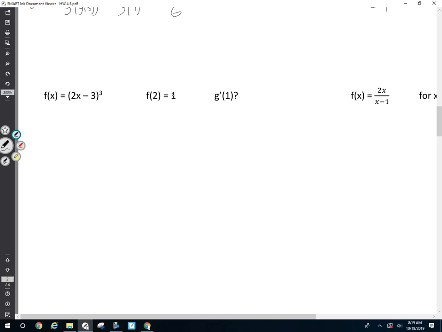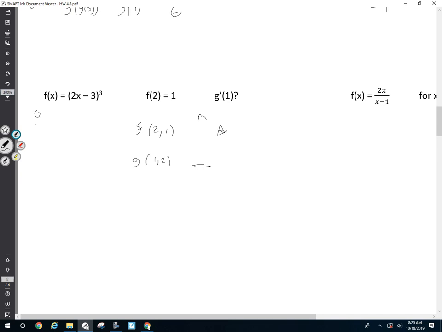f's got the point (2, 1). I can see 2 times 2 is 4, minus 3 is 1, 1 cubed is 1. g prime of 1: I'm giving you the information that you need. f's got the point (2, 1). If I know the slope of f at (2, 1), I'll know the slope of g, which will have the point (1, 2). It'll just be the reciprocal of this. So to find this, I need to find this.